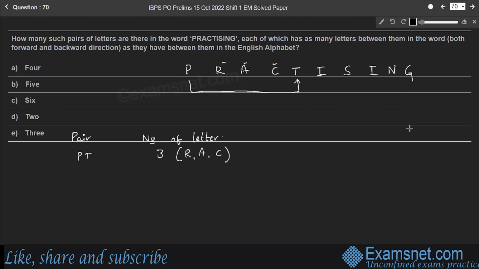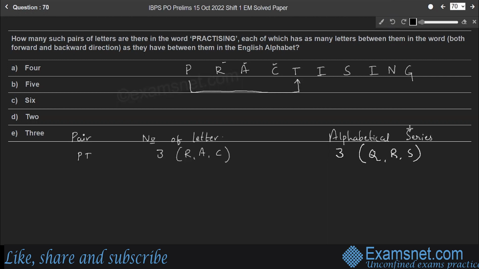Now in the original alphabetical series, the number of letters between P and T: after P come Q, R, and S. These are the 3 letters between P and T. Therefore, in the alphabetical series also, there are 3 letters between P and T. They are Q, R, and S.